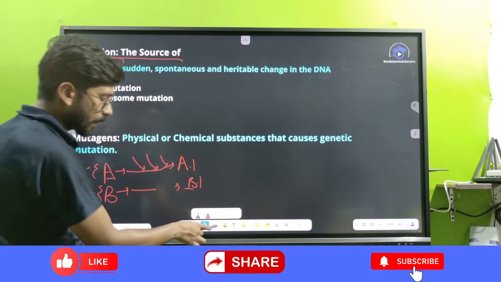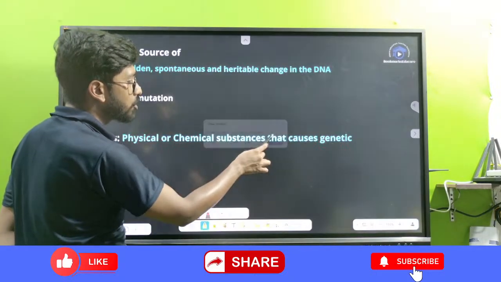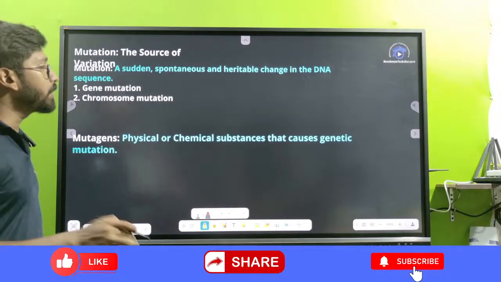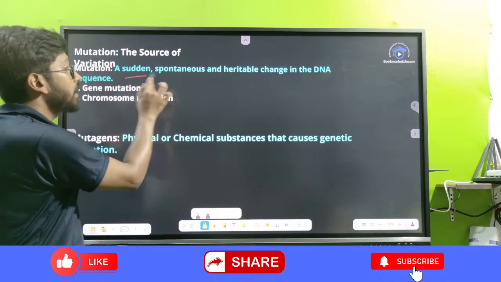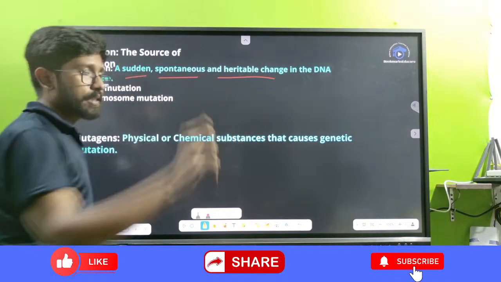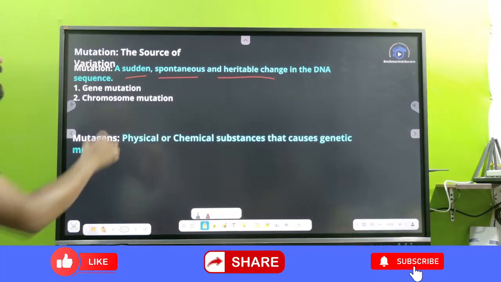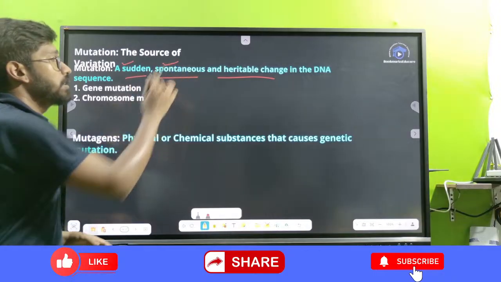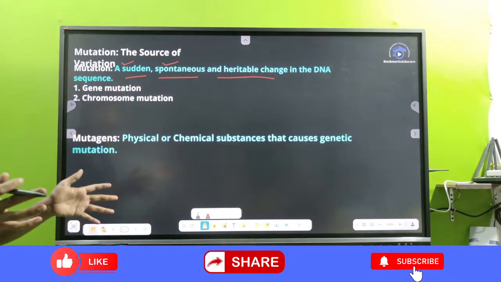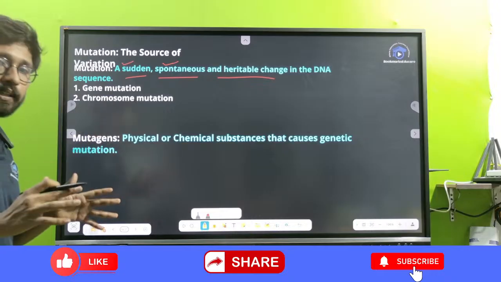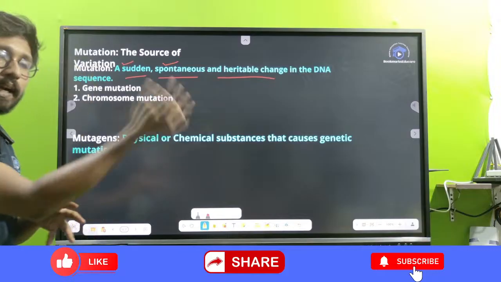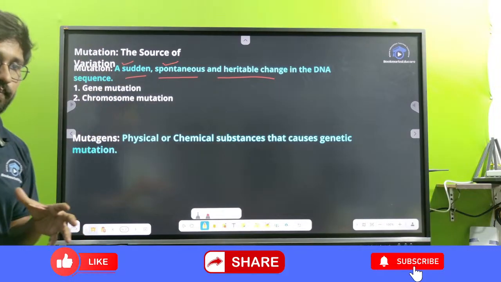Okay. Now let's see mutation as a source of variation. What is the definition of mutation? Remember some part of it properly. Mutation is a sudden, spontaneous, and heritable change in your DNA. Meaning, it will occur very randomly and spontaneously. No human factor, no anthropogenic factor can determine or predict or influence mutation.